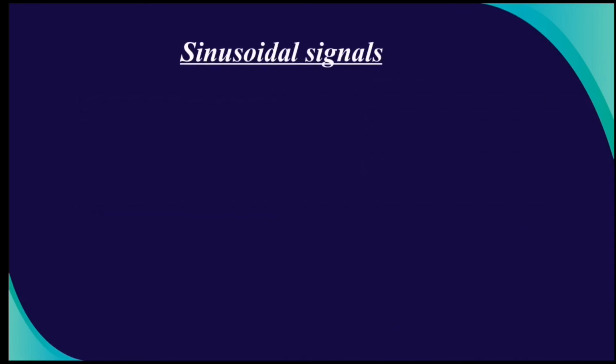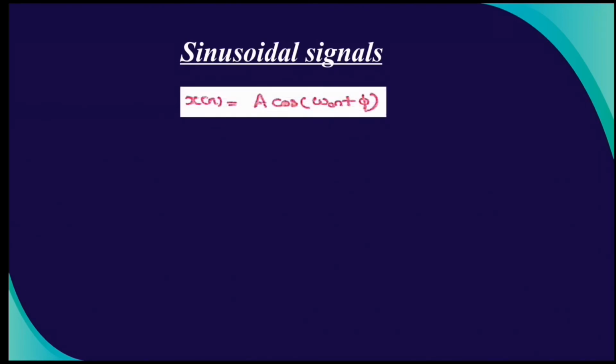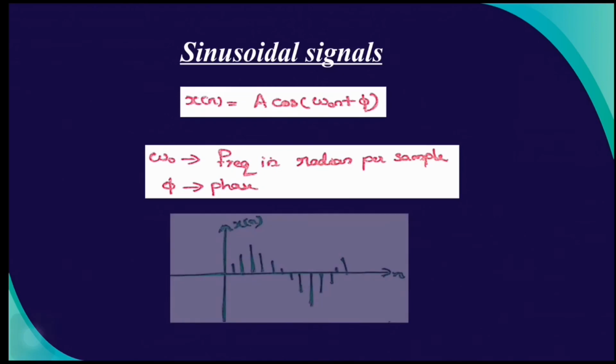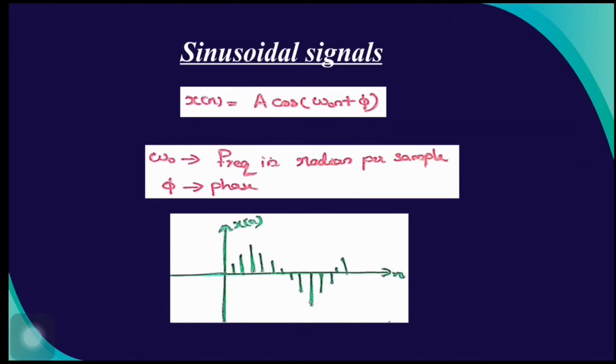Finally, we have sinusoidal signals, discrete time sinusoidal signals, which can be mathematically written as x of n is equal to A cos of omega 0 n plus phi, where omega 0 is the frequency in radians per sample and phi is the phase. This is the graphical representation of x of n.